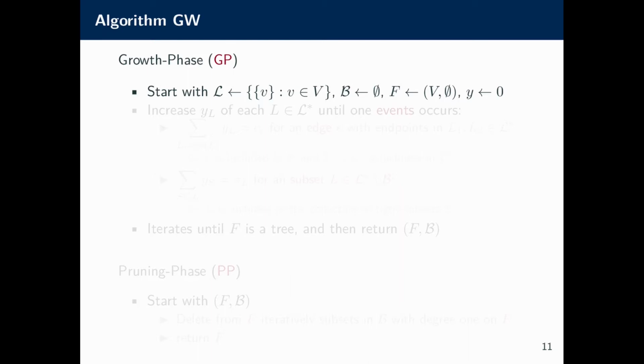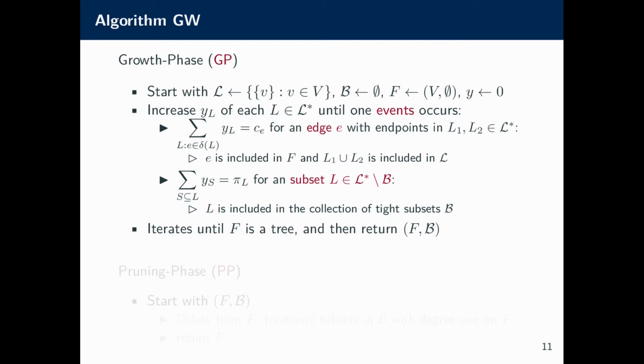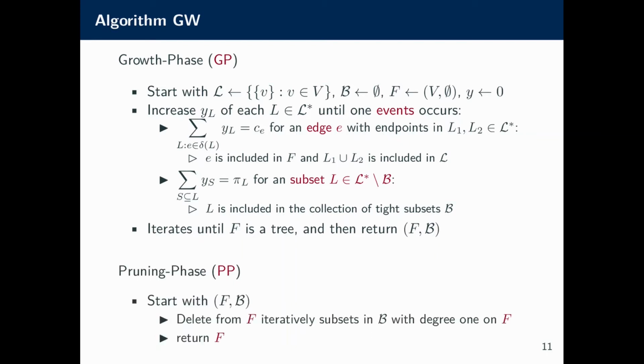In the growth phase, it starts with calligraphic L as the collection of singletons and with a forest F without edges, and it increases the variables Y_L of each L in calligraphic L star until an edge event occurs, where an edge is included in the forest F and a new subset is included in calligraphic L, or a subset event occurs, where we include a subset in B. This is done iteratively until F is a tree. Then, in the pruning phase, it exhaustively deletes from F subsets in B that have degree 1 in F, and we retain a cleaner tree F.